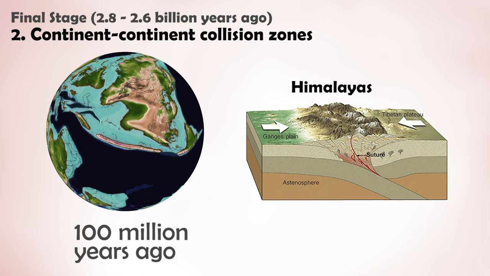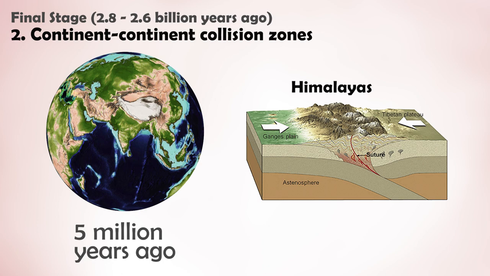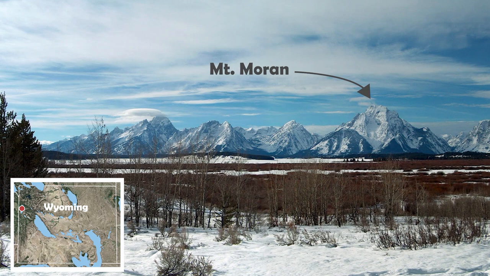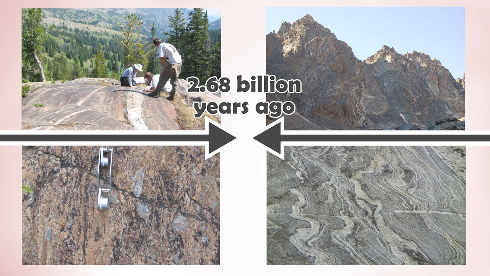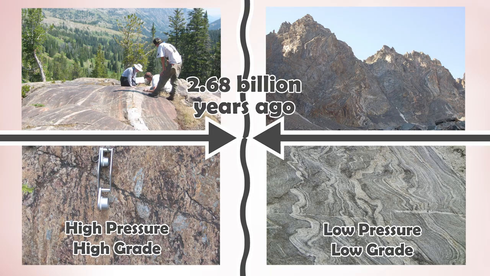High-pressure metamorphic rocks form when continents collide, like in the modern Himalayas. One of the best examples of Archean rocks formed by continent-continent collision is preserved in the northern Teton Range, where two distinct gneisses with contrasting geologic histories were juxtaposed 2.68 billion years ago along shear zones that put high-pressure metamorphic rocks against lower-grade metamorphic rocks.